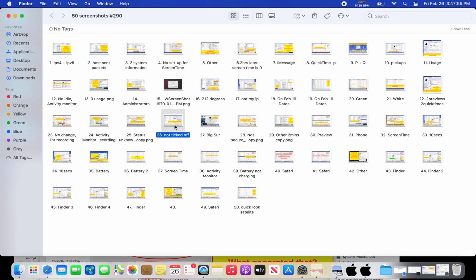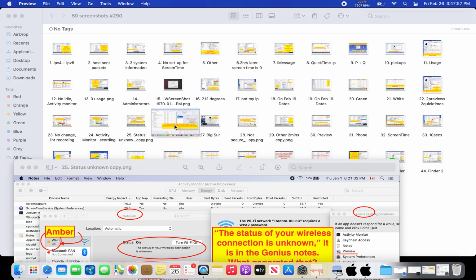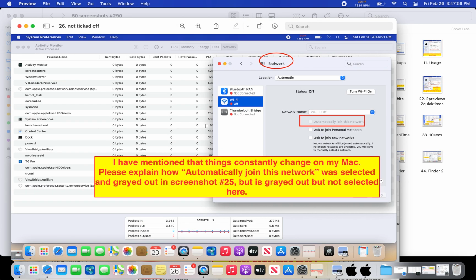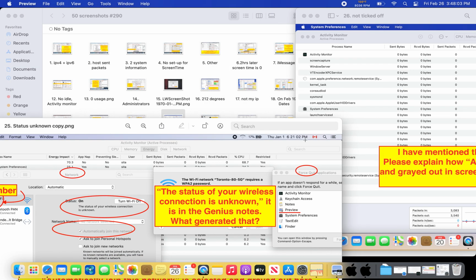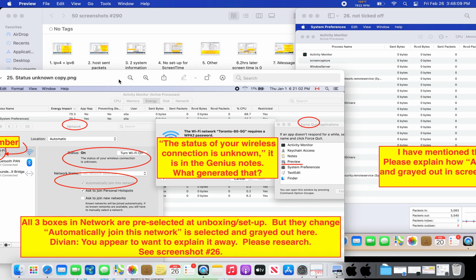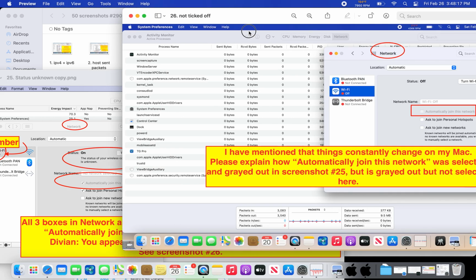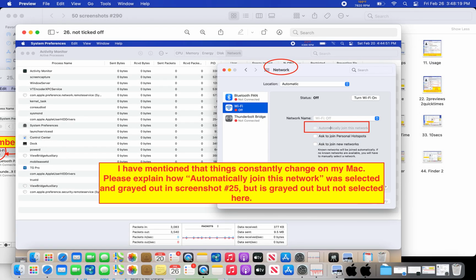And this is number 26. And then it changed. So February the 19th, I took it out of the box. We see January the 1st, right? It was at the night between February 18 and 19. So it said January the 1st. So it is ticked off and grayed out. And then not so long after, it becomes grayed out only, not ticked off. Why?